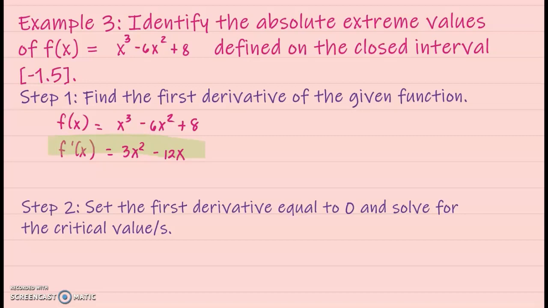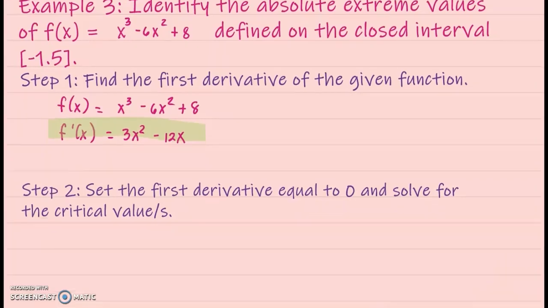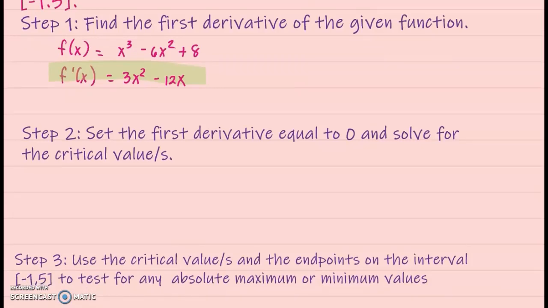Step 2. Set the first derivative equal to 0 and solve for the critical values. So we have here 3x squared minus 12x equals 0. Factor the left side of our equation. 3x is a common monomial factor, so we have 3x times x minus 4 equals 0.